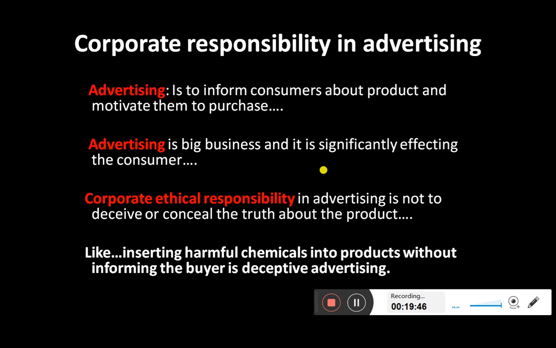Advertisement is a technique where the seller provides information to the consumer. Why? Because they want to influence the buying behavior of the consumer, and they are motivating them to purchase or to pursue. Then another definition: advertisement is a big business and it is significantly affecting the consumer.